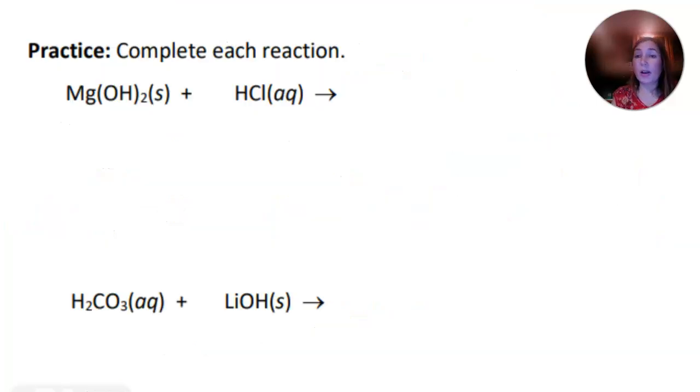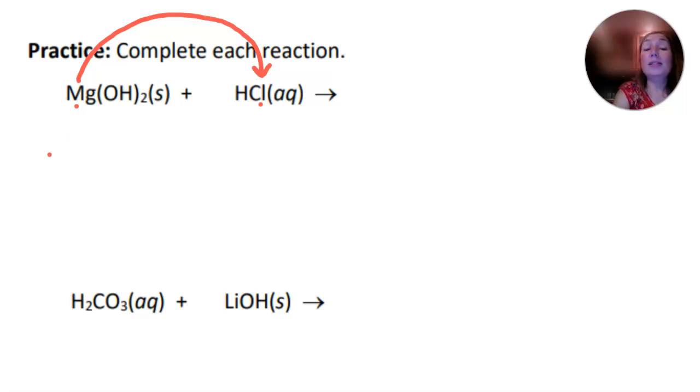Okay, let's practice with these equations. We've got magnesium hydroxide solid plus HCl aqueous reacts to form... well, let's figure it out. First, we need a salt. For the salt, we're going to have the cation of our base and the anion of our acid. It's really one of those rainbow double displacements where magnesium gets together with the chlorine.